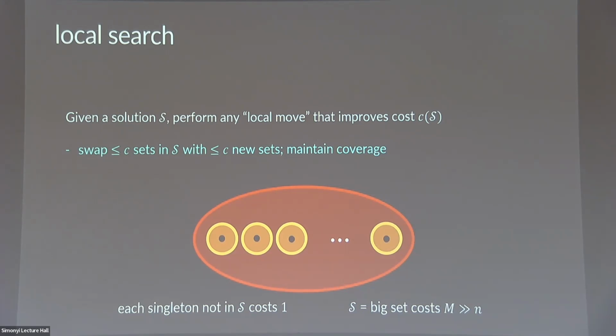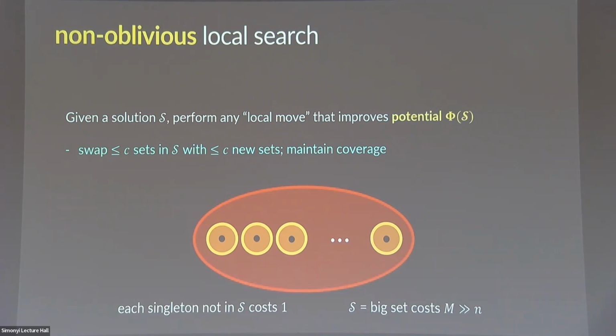So once you see this example, you say, well, what can we do? Local search may not be the greatest algorithmic idea for set cover. So what I want to convince you is that maybe you should think outside the box. And how do you think outside the box? This is perhaps the one idea I want you to take away from this.